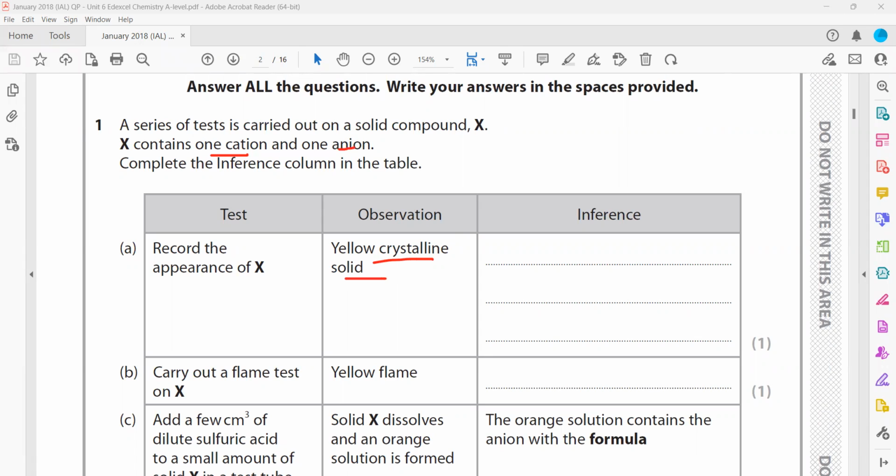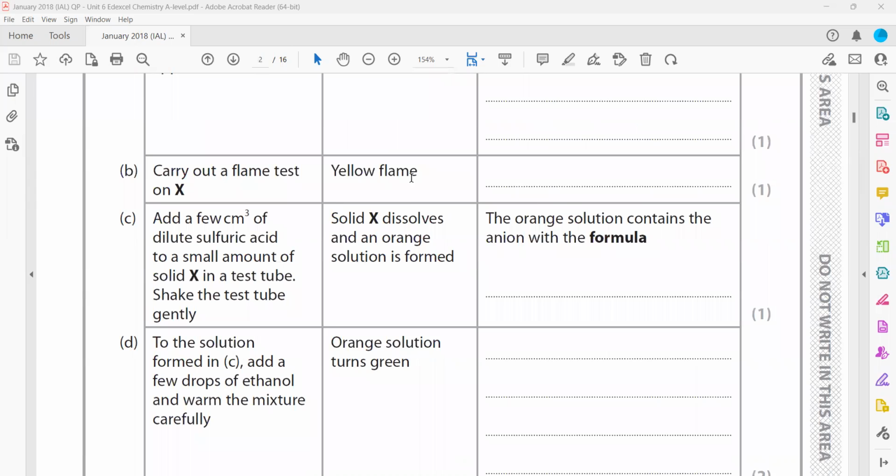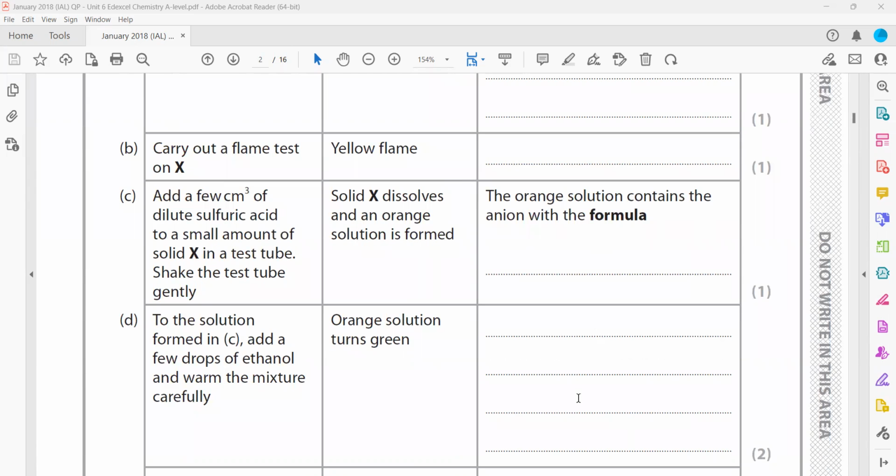Inference. Whenever you have a yellow colored solid, this gives an idea that it is a d-block element or contains a transition element. So for the inference here, you can see a similar pattern. The first question is usually about identifying the block it belongs to. Then a flame test is carried out and a yellow flame is seen.